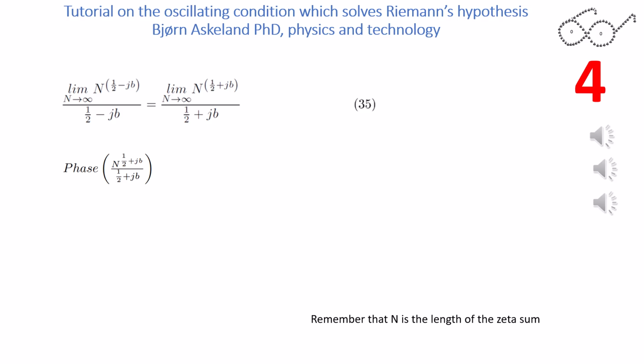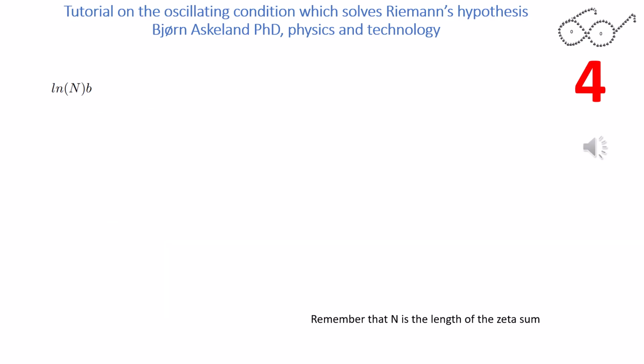So what we have to do is to calculate the phase of Ascalon's condition. The denominator does not oscillate. It will end up with an angle close to 90 degrees before you get to the first Riemann zero. So the oscillation is determined by the numerator. So what we have to calculate is the phase of n to the jb, which is equal to e to the j times the natural logarithm of n multiplied by the imaginary number b. The oscillating part of the phase is now the natural logarithm of n times b.